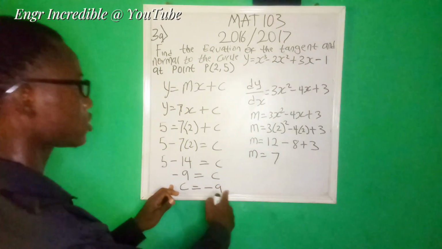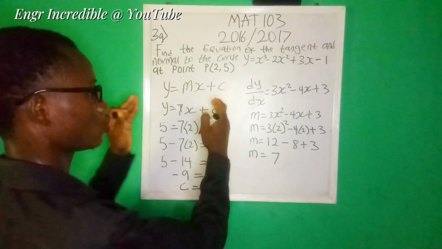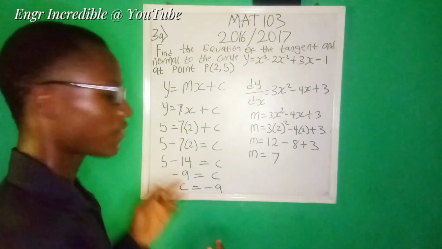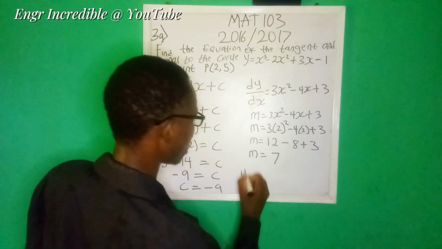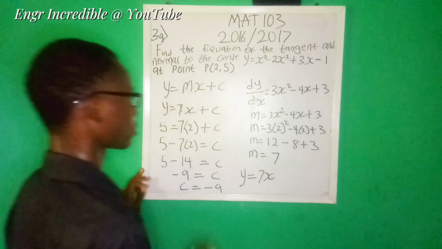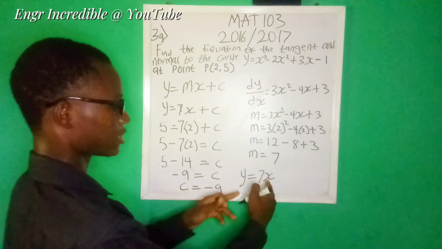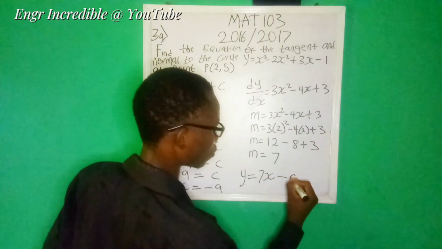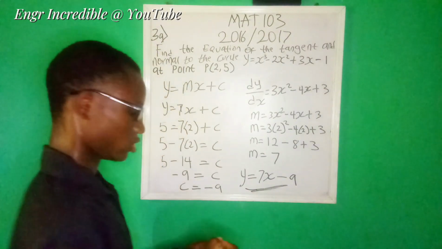Since we have gotten our value of c, we can come back and get our equation proper. The equation of the line will be y equals 7x plus c, but c is equal to minus 9, that is y equals 7x minus 9. So this is our final answer here.